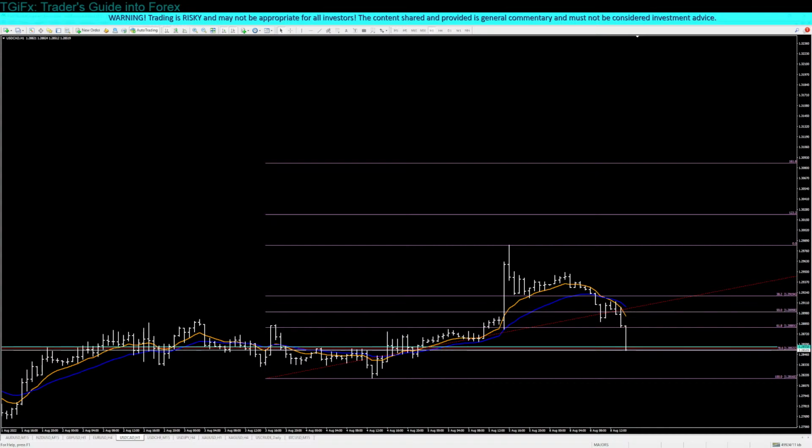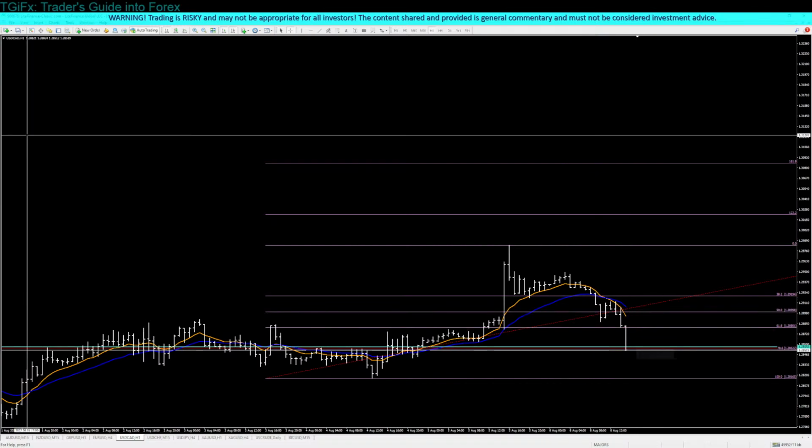Yun, binibreak niya yung 78.6 level ko. So tingnan natin kung, pero bias ko dito, buy pa. For now, at least, no? So titingnan natin. Pangay nakita ko dito kanina. Sorry. USD CAD. Okay.